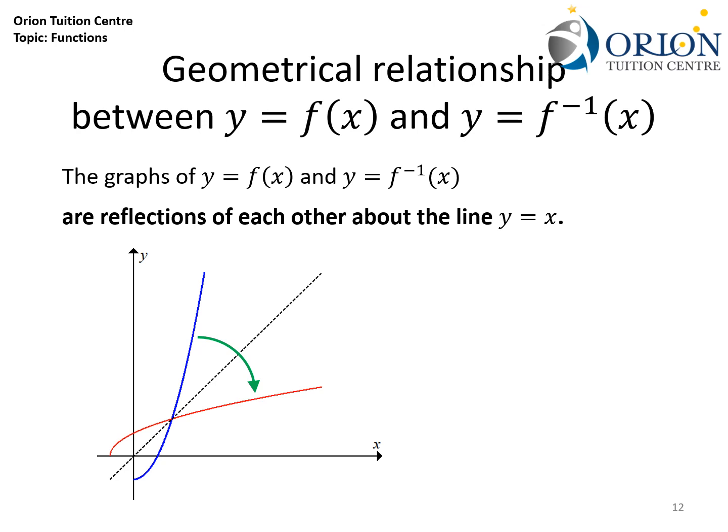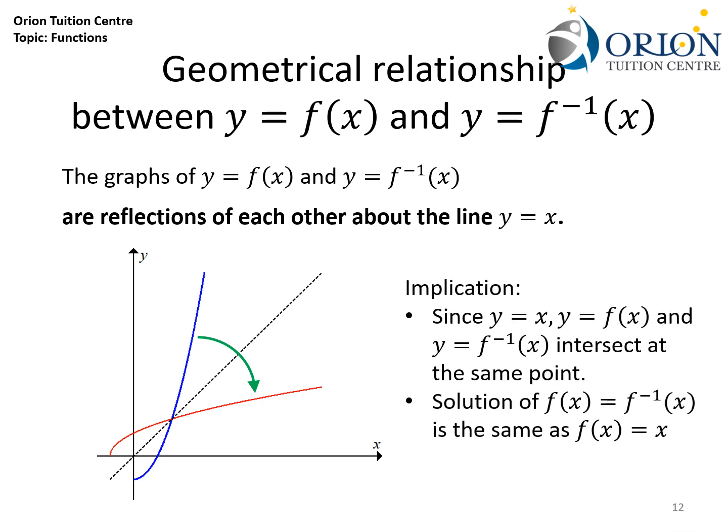Also, this observation has an implication. That is, if we are asked to solve the equation f(x) equals f inverse of x, we do not have to solve this equation directly. Instead, we can simplify the problem by solving f(x) equals x instead, since all three graphs intersect at the same point. Let's apply this concept in example 3.